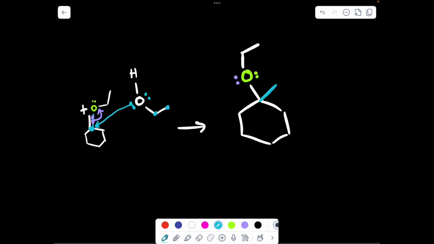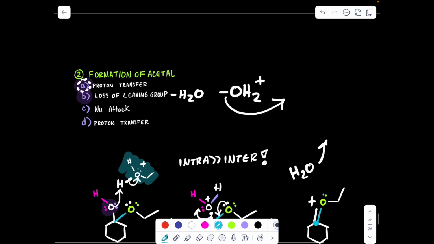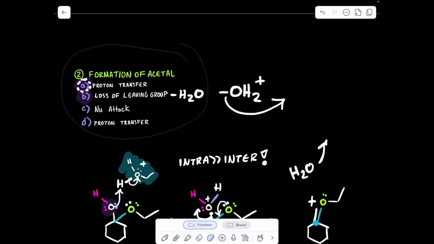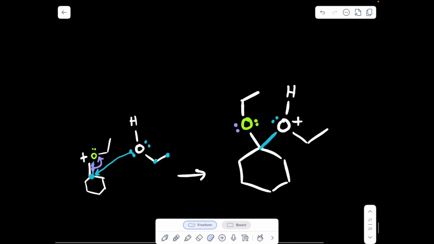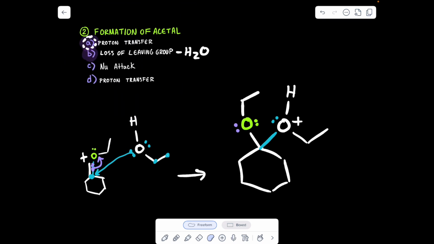And now we have another single bond in blue to the white oxygen that's still connected to a hydrogen and also connected to an ethyl group. But this oxygen is positively charged. And going back to our 4 steps, well, we just completed part number C, which was nucleophilic attack, right? So what's our final step? Our final step is a proton transfer.